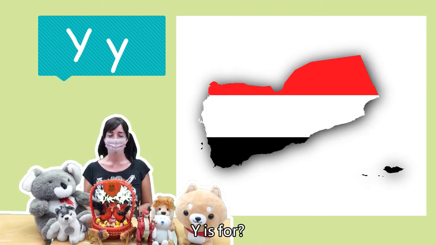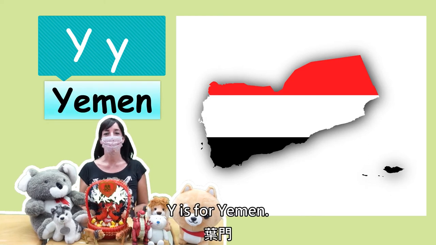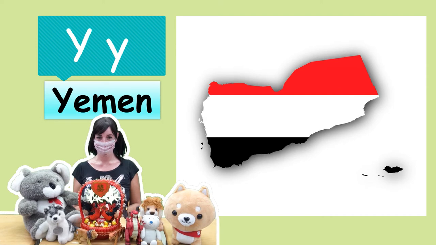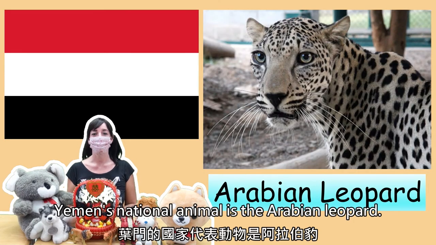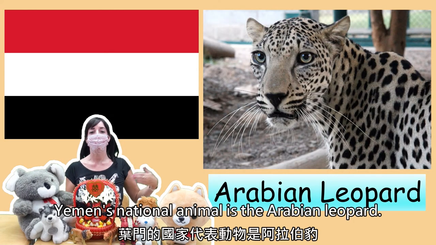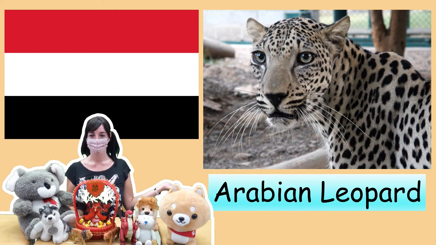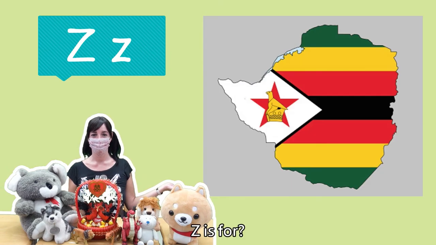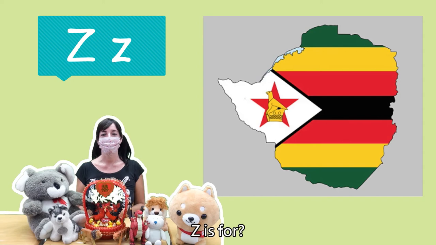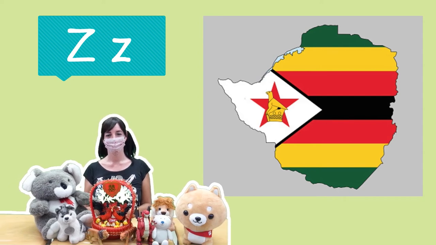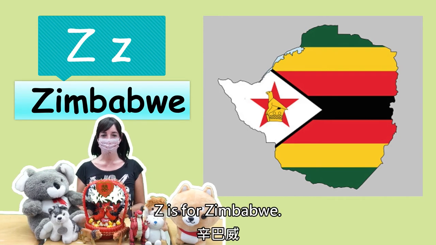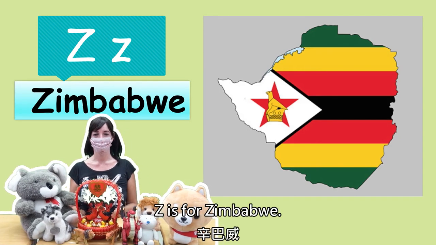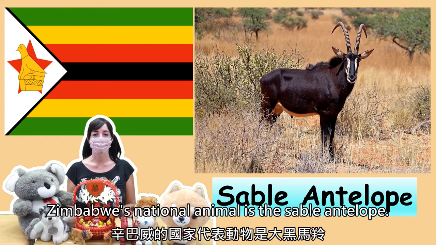Y is for Yemen. Yemen's national animal is the Arabian leopard. Z is for Zimbabwe. Zimbabwe's national animal is the sable antelope.